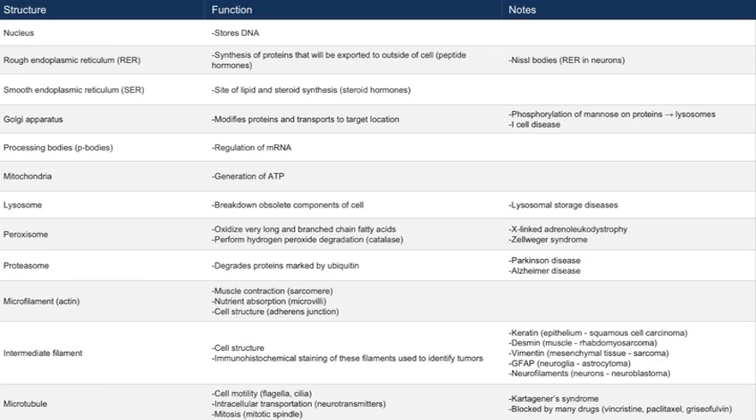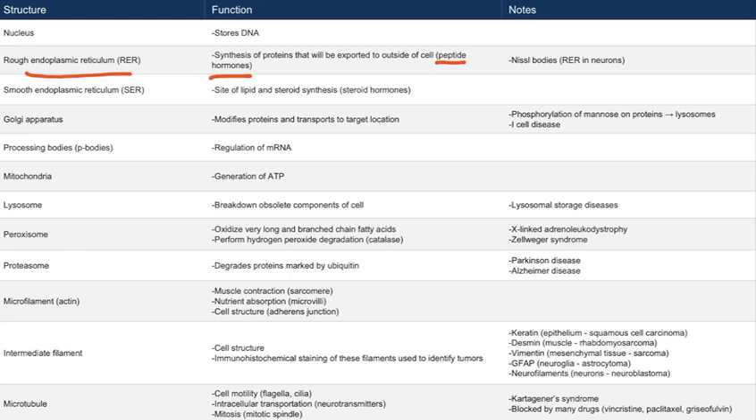From the table, we can see that the rough endoplasmic reticulum is responsible for synthesizing peptide hormones. Examples of peptide hormones include insulin, ADH, and prolactin. You could imagine a similar question about the smooth endoplasmic reticulum. In this case, the hormone described would be a steroid hormone. Examples of steroid hormones include testosterone, cortisol, and estrogen.